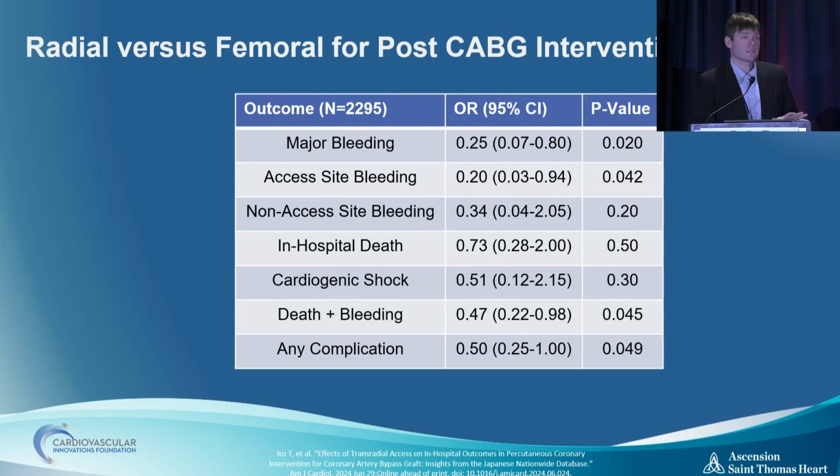So this is an analysis that came out last month from the Japanese version of the NCDR, looking at 2,300 patients who had PCI after bypass. When radial arteries were used, there was a 75% reduction in major bleeding, 80% reduction in access site bleeding, which led to an overall 50% reduction in MACE. So it is safer for our patients to do their PCI from a radial approach as long as it is feasible to do so. Looking at the other confounders, there's no difference in death, shock, or non-access site bleeding. So this really was driven by access site bleeding.